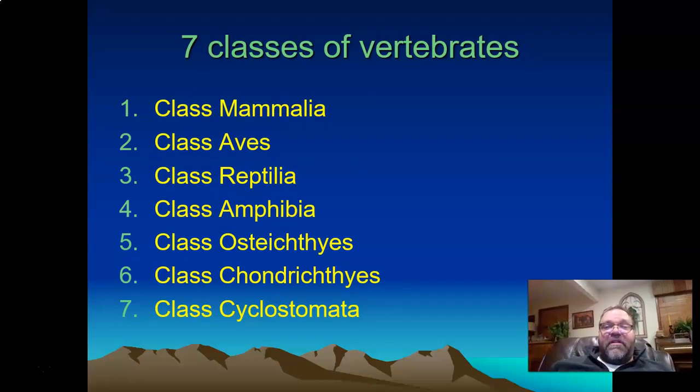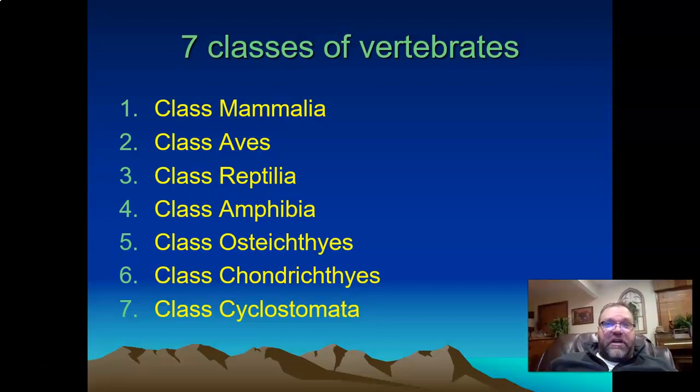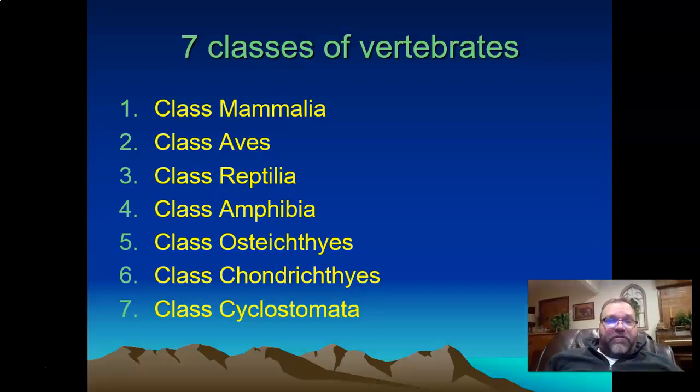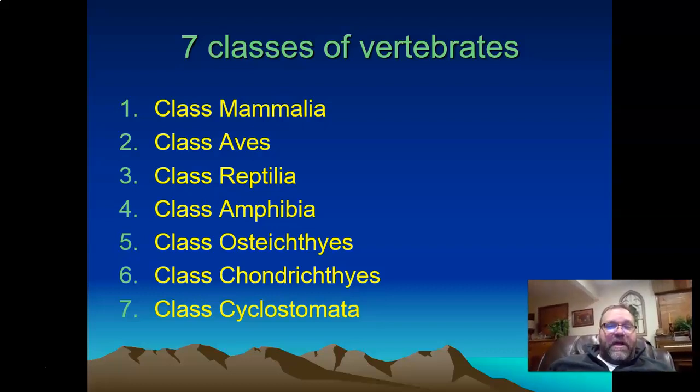Of these, there are 7 classes of vertebrates. Okay, 7 classes of vertebrates. Remember, kingdom, phylum, class, and then finally order. So these are the 7 different classes of vertebrates. We have Mammalia. That's what we're going to talk about for the rest of the slideshow, basically. We're going to look at these first 7 and then spend our time on mammals.